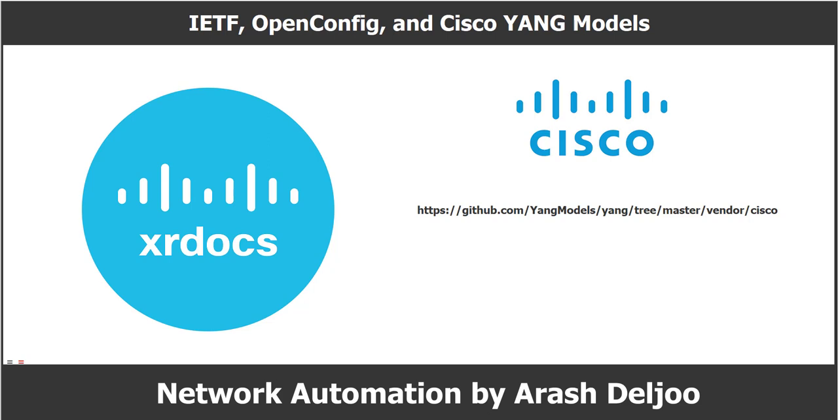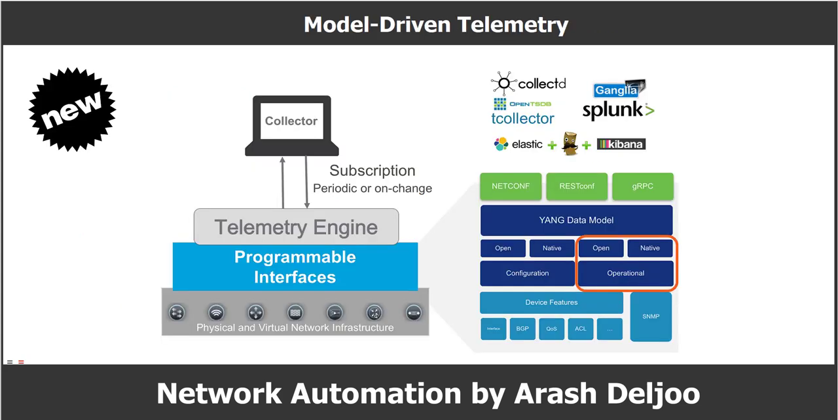Cisco has YANG models that are specific to IOS XR, NX-OS, and IOS XE Cisco platforms, divided as subdirectories on GitHub. Each subdirectory has further OS platform information in a README file. Cisco data models are available on GitHub at https://github.com/yang/tree/master/vendor/Cisco.